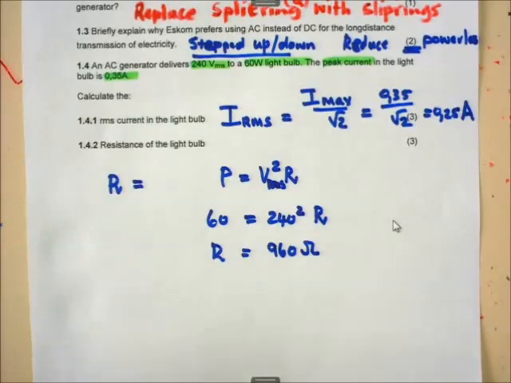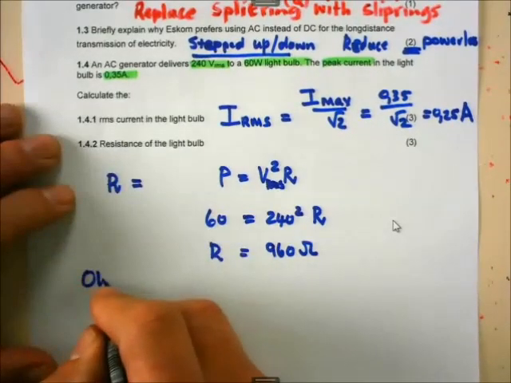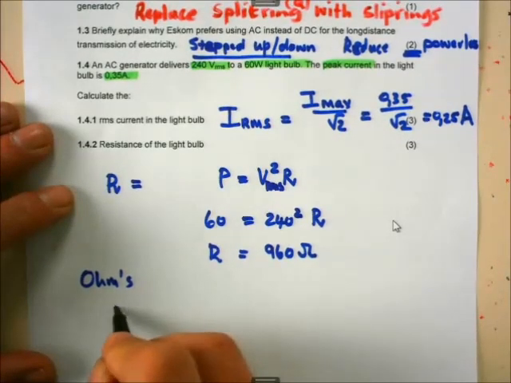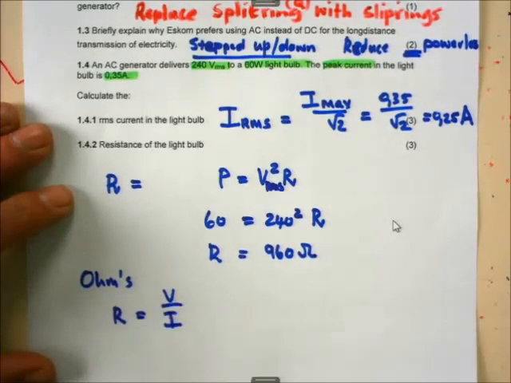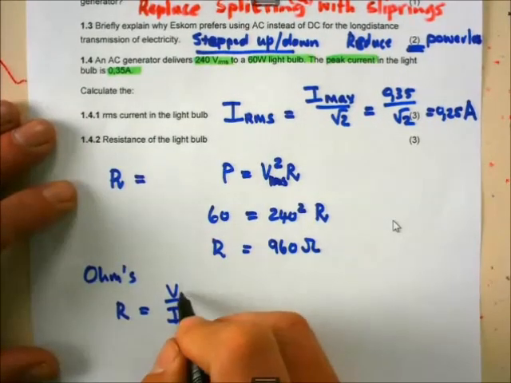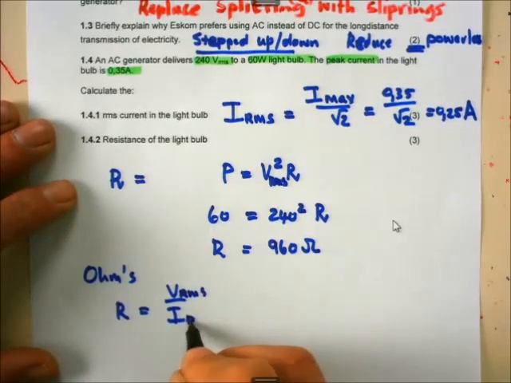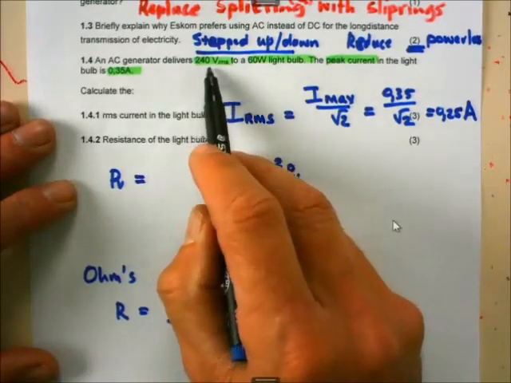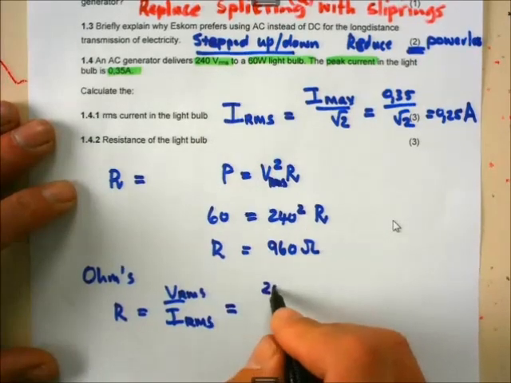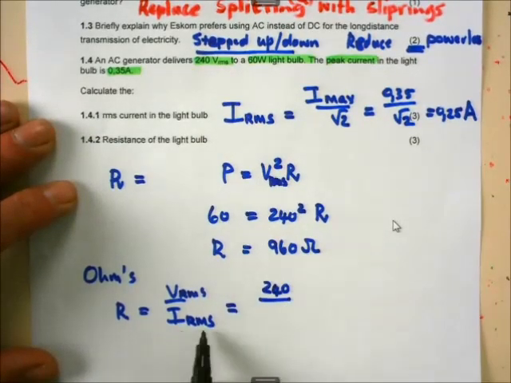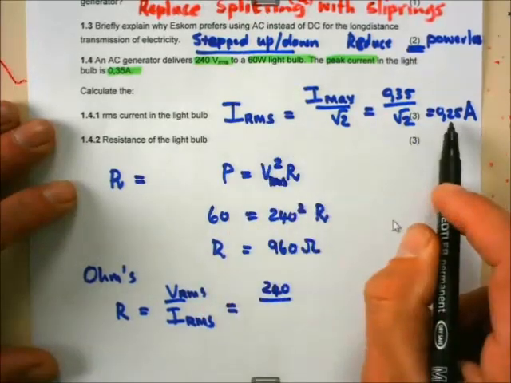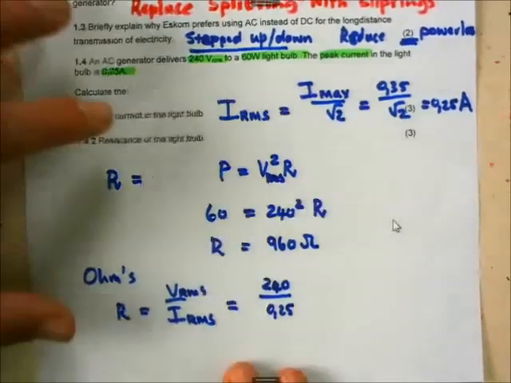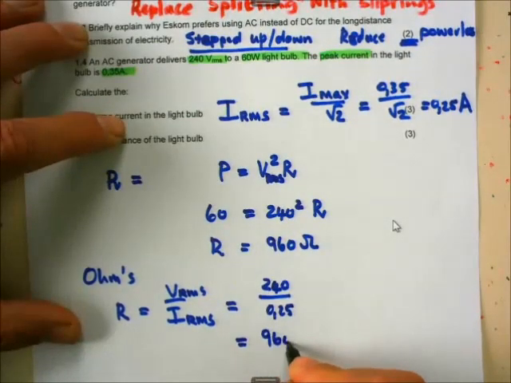There was another option. I could have gone to Ohm's law. Ohm's law says that R equals V over I. Now it will be V root mean square over I root mean square. My V root mean square was given to me. There it is, 240. My I root mean square, I calculated it in 1.4.1, 0.25. And you will get the very same value of 960 ohms.